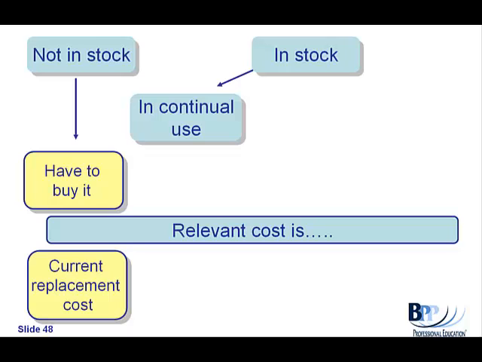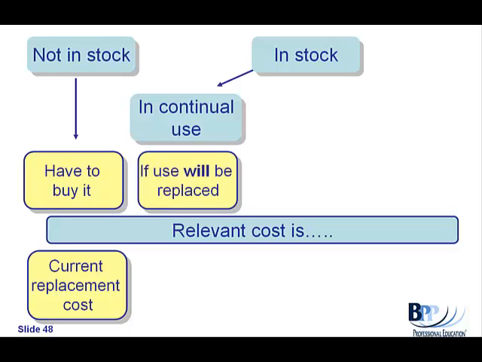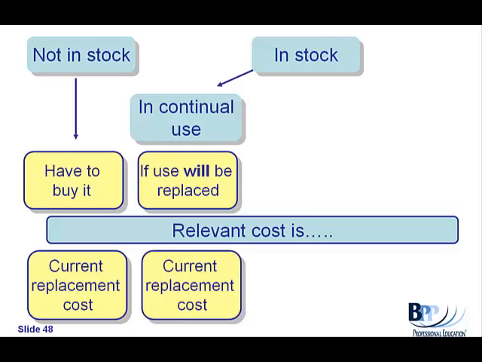If it's something that we use all the time, so our cocoa, well, we use it for our production of our Mars bars. If we're going to take some of that and use it for our Venus bars, then we're going to need to replace it because we need it for our everyday production. So because we've got to go out and replace it, we've got to go and buy some more. The relevant cost is again that current replacement cost, that current purchase price.